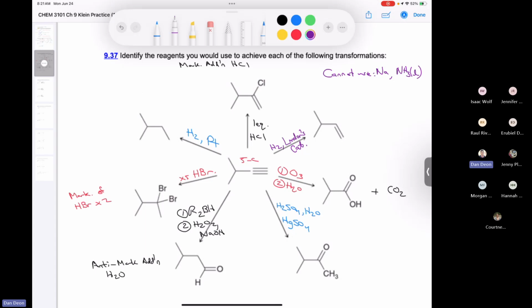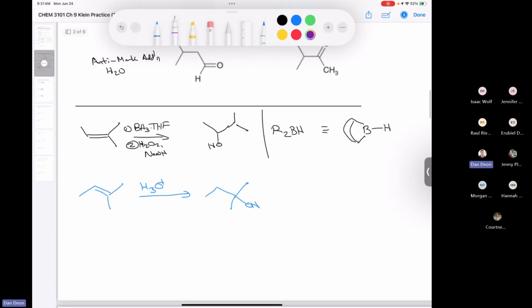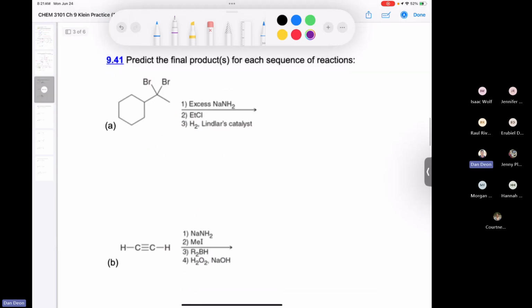Now you know. Okay, let's try drawing some products of reactions. So here it just says predict the final product for each one of the sequences of reactions. And we could try and draw some intermediates along the way. We don't really have to, but we could try.